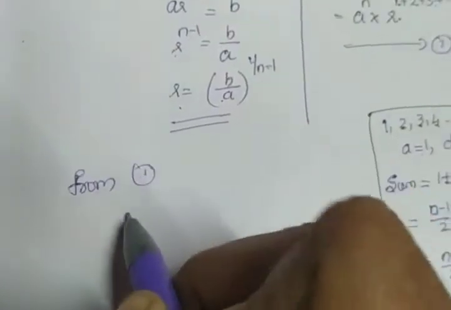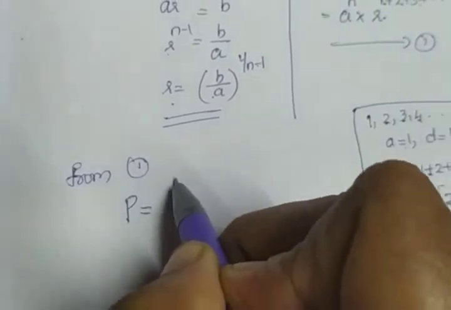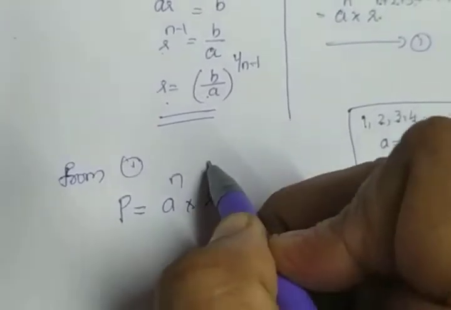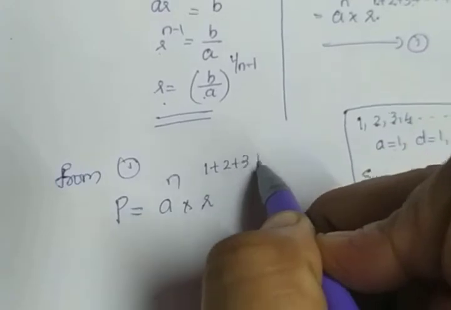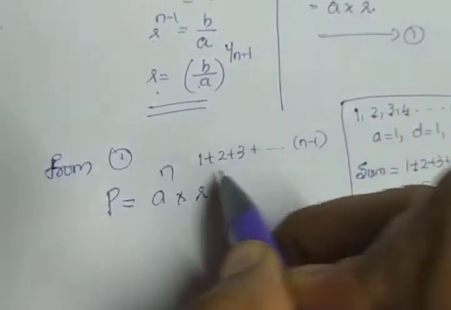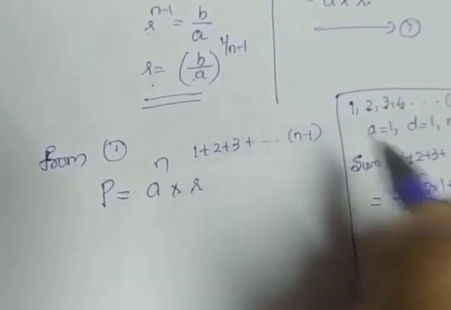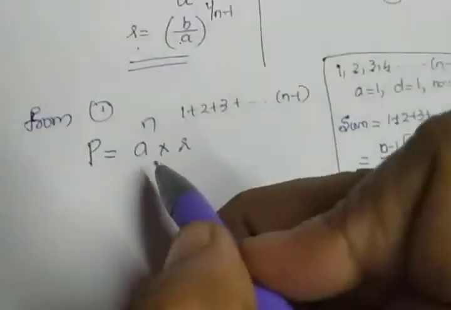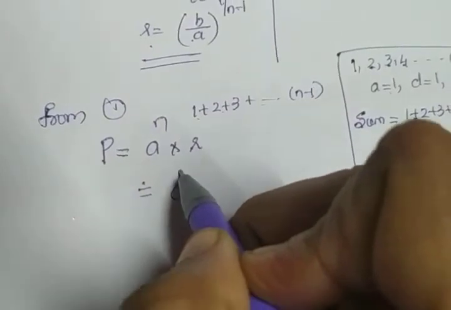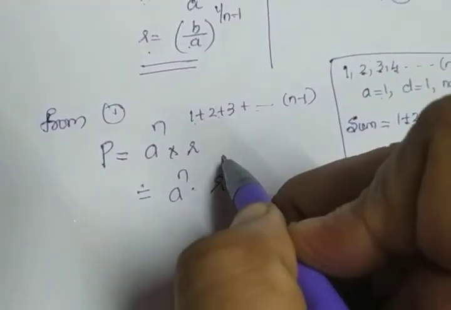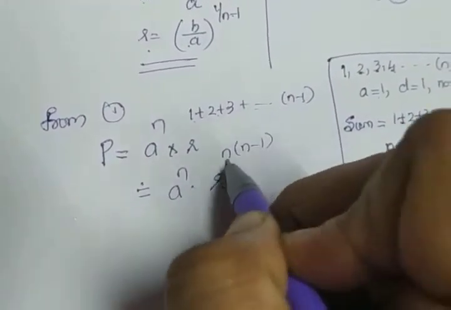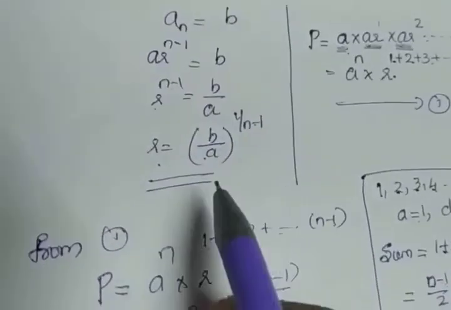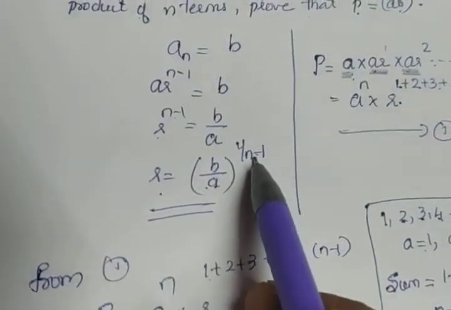First equation once again. We got P as A raised to n into R raised to 1 plus 2 plus 3 plus etc. plus n minus 1. And 1 plus 2 plus 3 plus etc. plus n minus 1, we got the value now as n into (n minus 1) by 2. So if I substitute, what I get is A raised to n into R raised to n into (n minus 1) by 2. And what is R? R is (B by A) raised to 1 by (n minus 1).